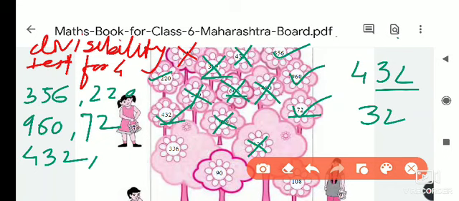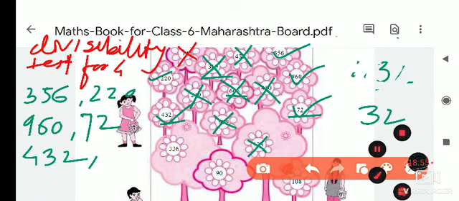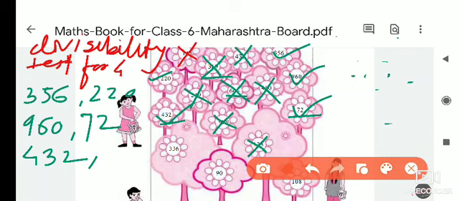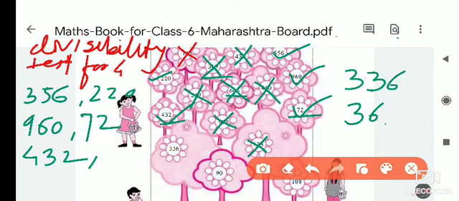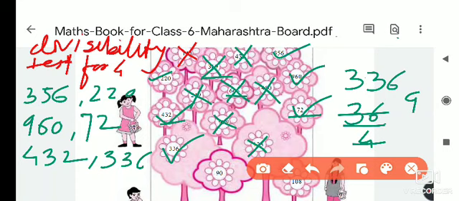Next number is 336. So we will check whether the numbers are divisible by 4. If you see this number, the unit and tens place number is 36, and 9 4s are 36. So this number is also divisible by 4, because if we divide this we will get 9 4s are 36.